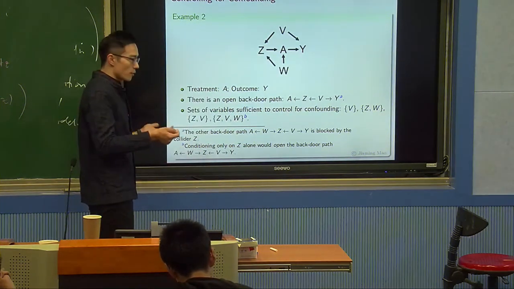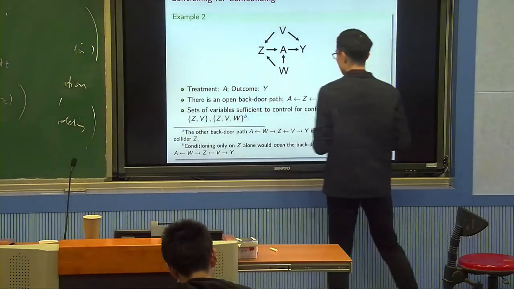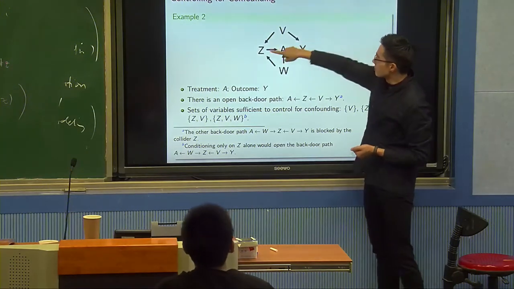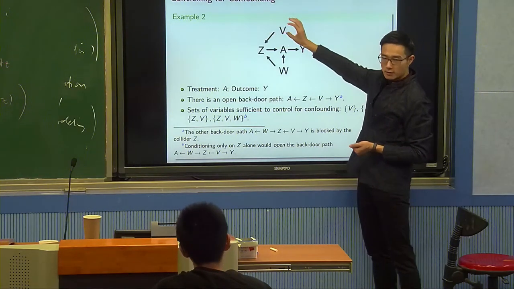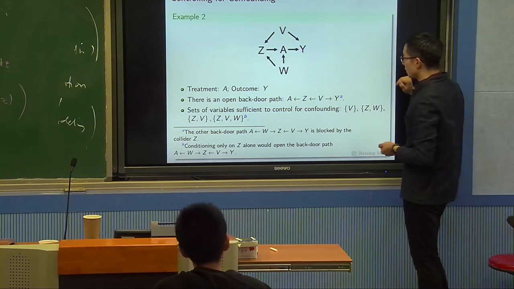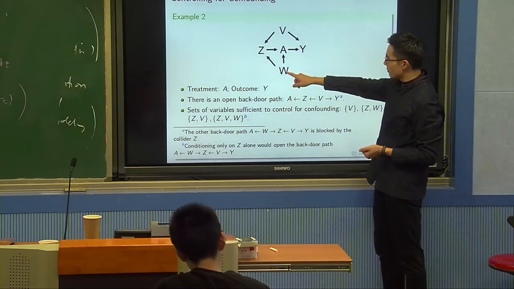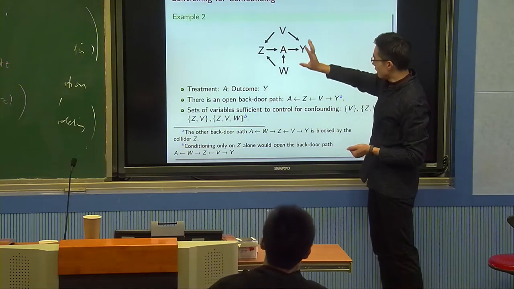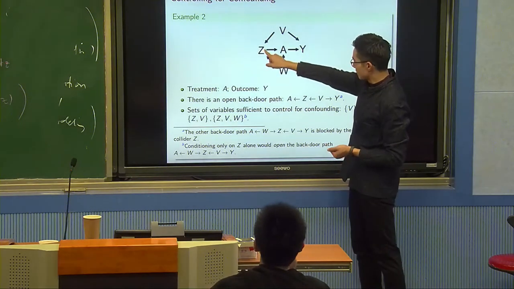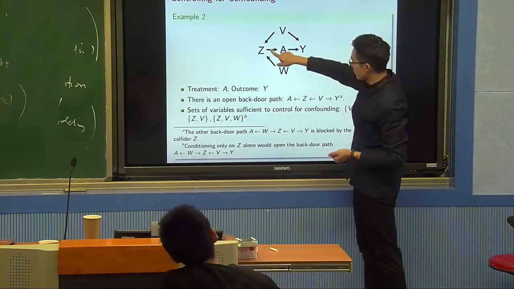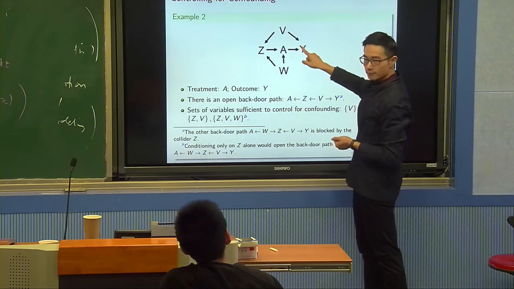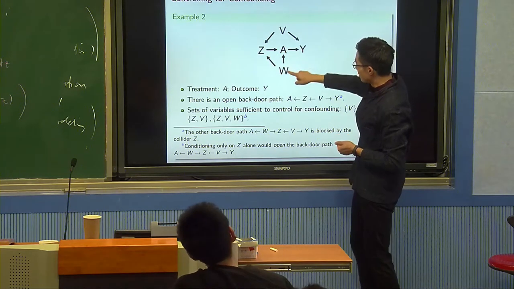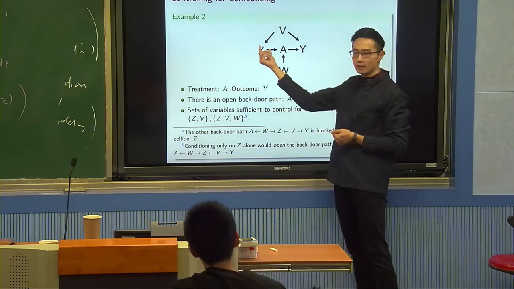Okay, so what variable can we control according to the backdoor criteria? The criteria says, well, first of all, if you control for V, it's done, because the only open path is blocked. But how about if I control for W? Well, this path is still open. How about control for Z? Because we have A, Z, V, Y, if I control for Z, that blocks this path. But if you control for Z, that opens another path, the A, W, Z, V, Y path, because you're conditioning on the collider.